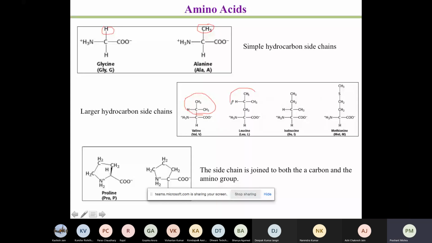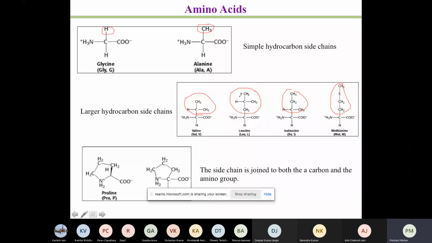Then leucine, it is further different. But there is a commonality also. So what is common over here? Let us talk about all this which is common. What you see is that it starts with a simple hydrocarbon side chain. Now this hydrocarbon side chain could be variable in size because it starts with the smallest one, that is a proton, and then moves on to a slightly bigger one where you have a methyl group. Then you have a branching and you have valine. So this is a branch chain.